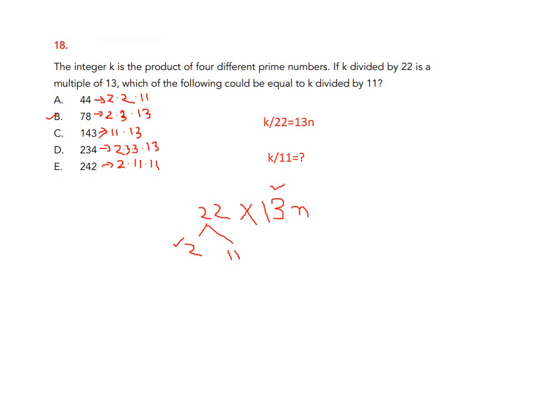Now notice 11 is in both cases. We need to find out such a number that is divisible by 26, that is 2 into 13. And another condition is k must be the product of 4 different prime numbers. So we get 2, 11, and 13. We need another prime number. So among these options, we get 2 such options, that is option B and option D, where there is 2, there is 13, and there is 3.